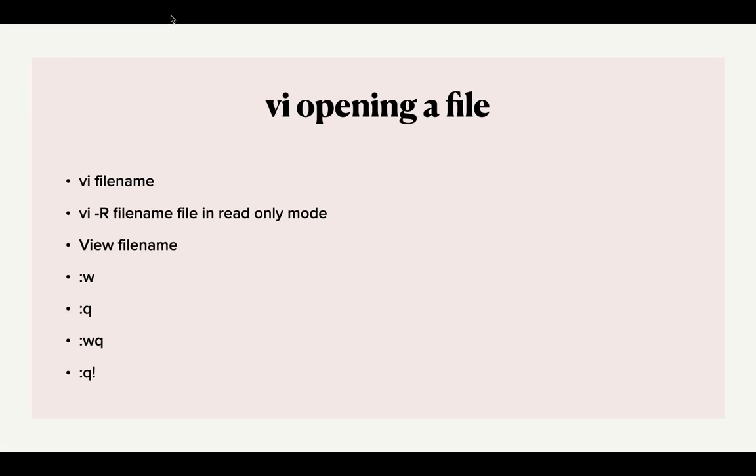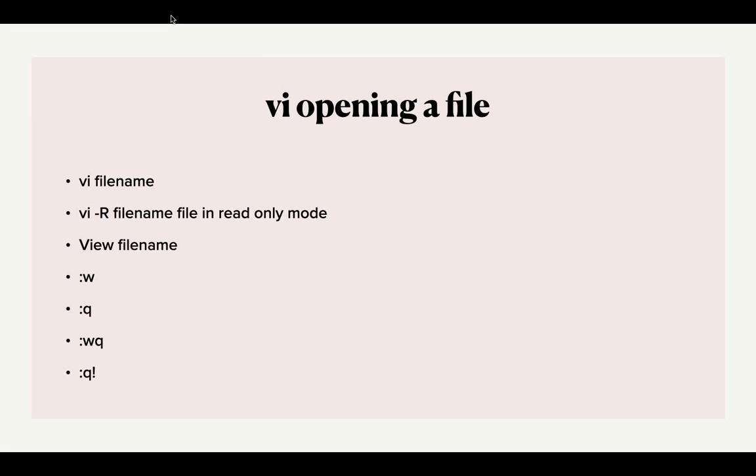So how to exit from the vi editor? We have different options for saving and closing the files. You can use colon wq, or colon w. Colon w will save the file and keep your file still open. Colon wq is for save and quit. Colon q alone is used for quitting without saving.